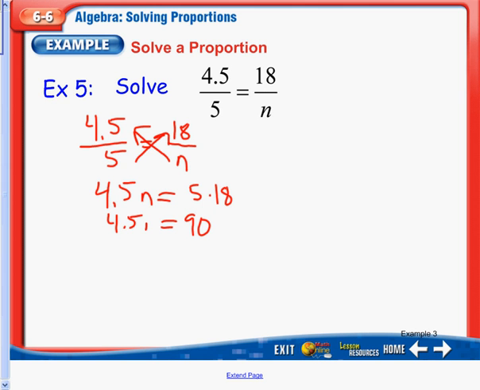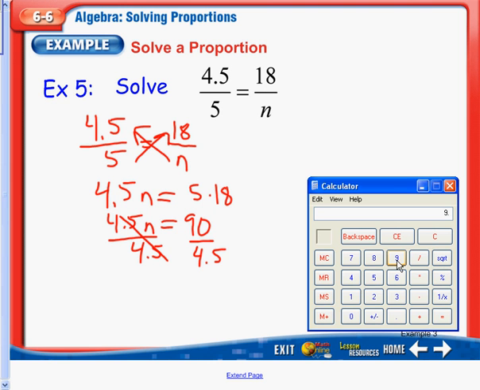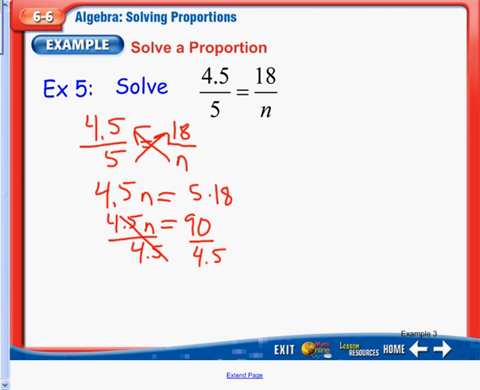So 4.5n equals 90. Since 4.5n is multiplication, I do need to divide by the coefficient, because I want to solve for just one n. To solve for one n, we have to divide by the coefficient. I'm now left with 90 divided by 4.5. Again, we can plug this in our calculator, and I've got 20. So 90 over 4.5 simplifies into 20, and n equals 20 is my final answer.